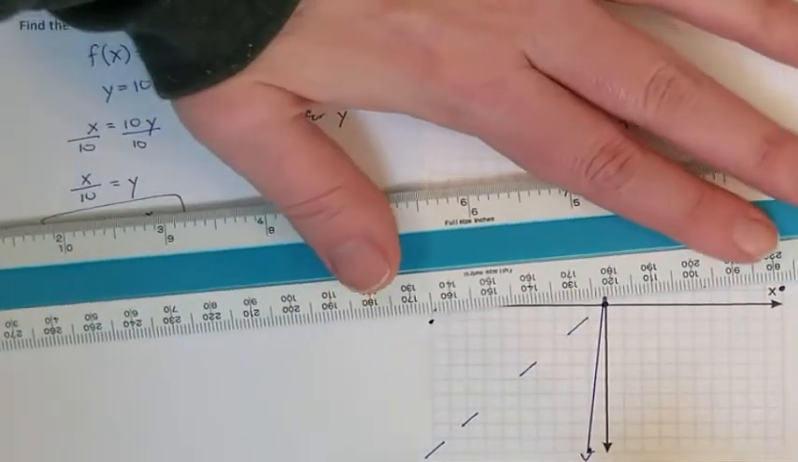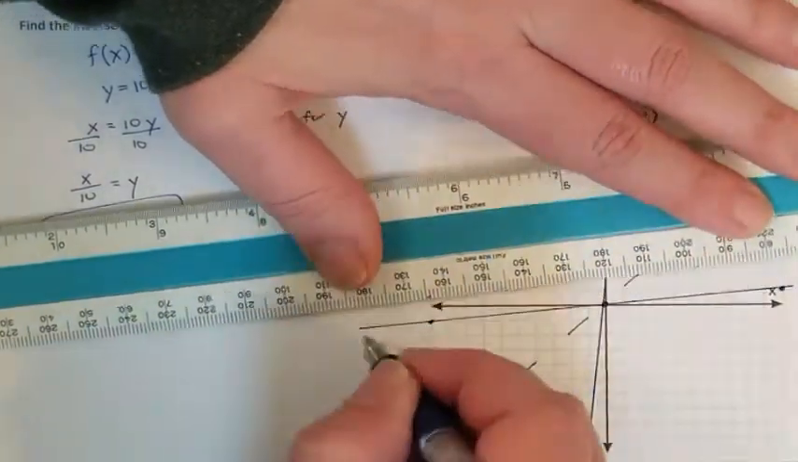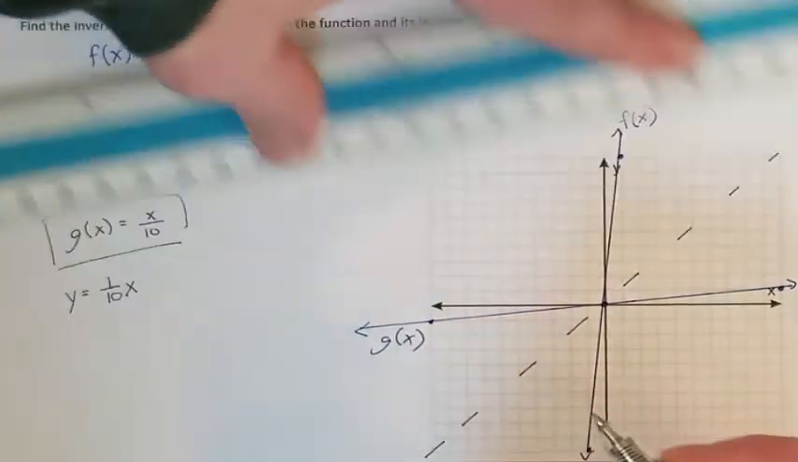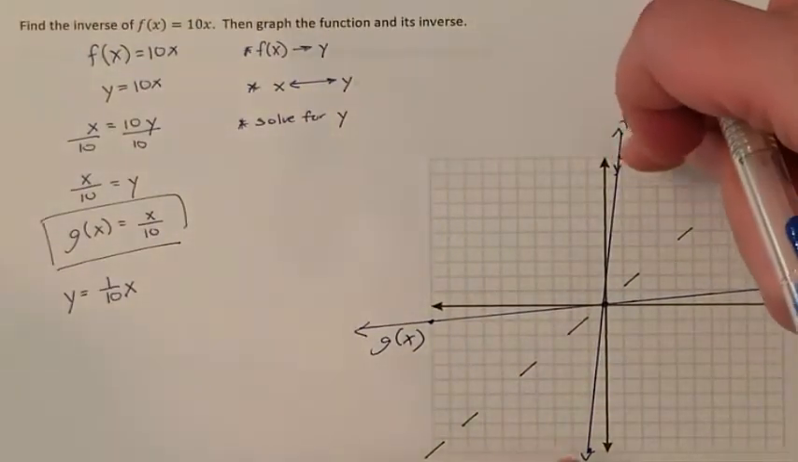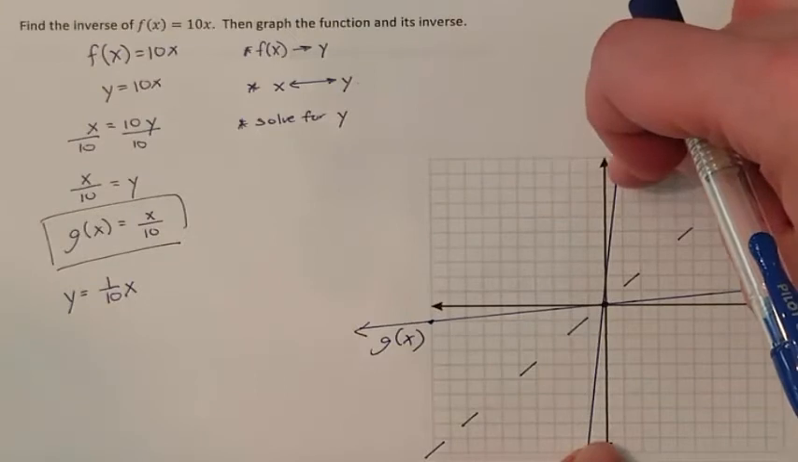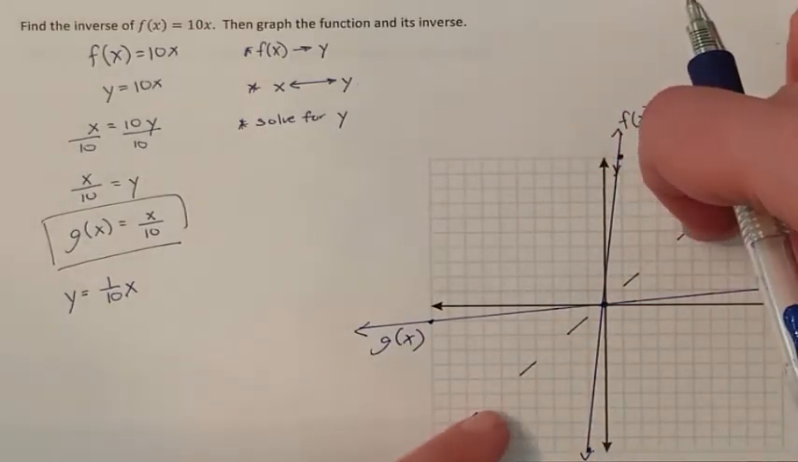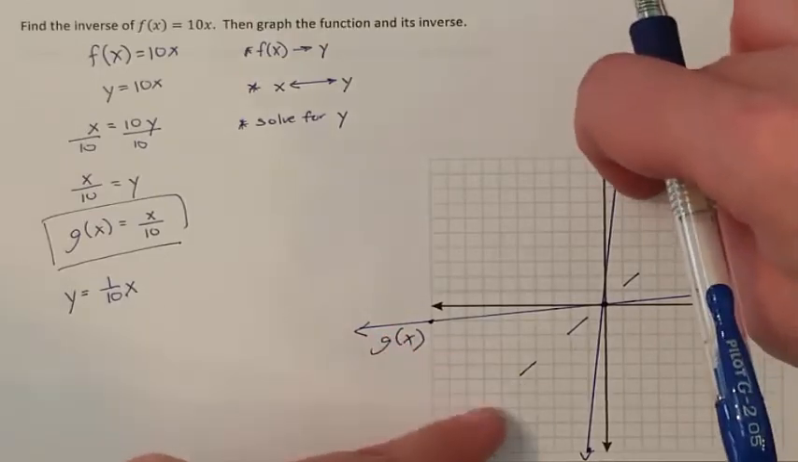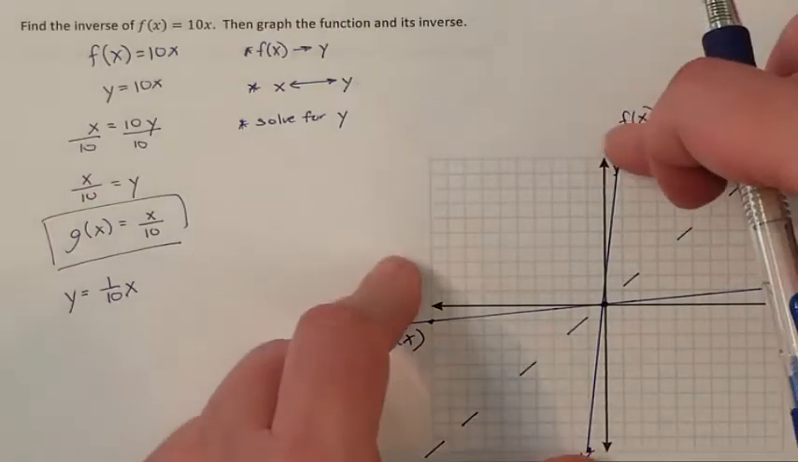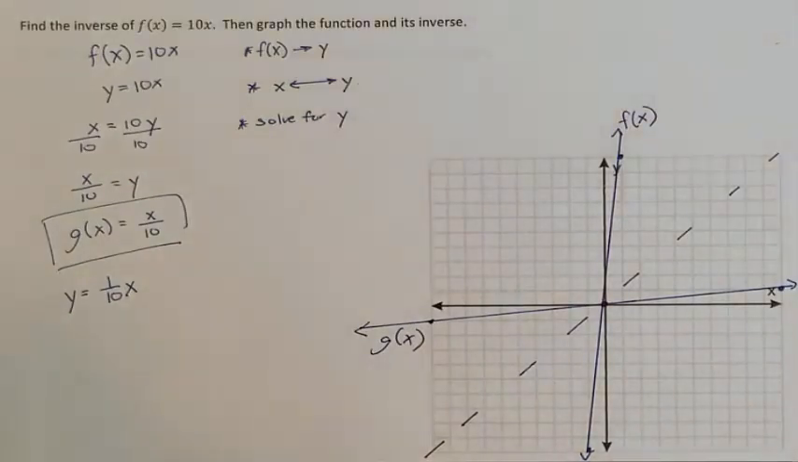Connecting these, I have my inverse. And how can I guarantee they're actually my inverse? It looks like they switch places. So here's f. If I fold this paper along the line, they're just as far away from the line as they are on the other side. If you were to fold it, they would land right on top of each other. That's how you know they're inverses.